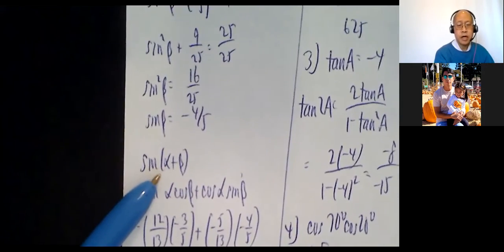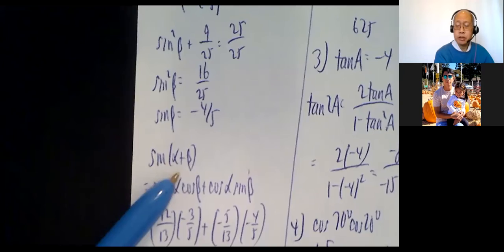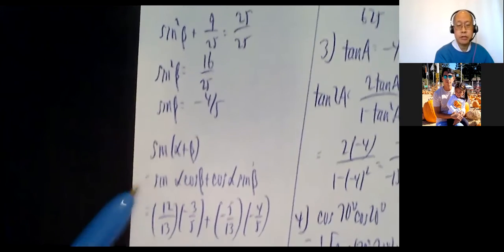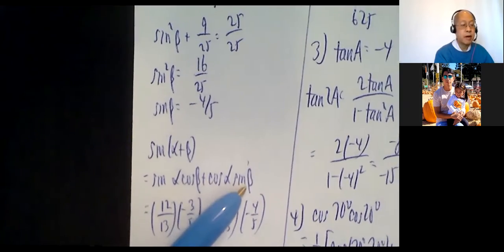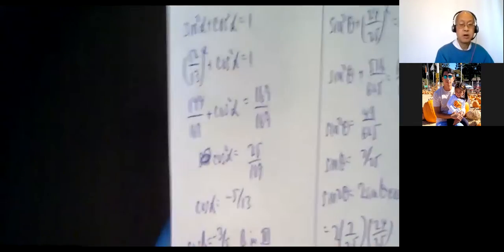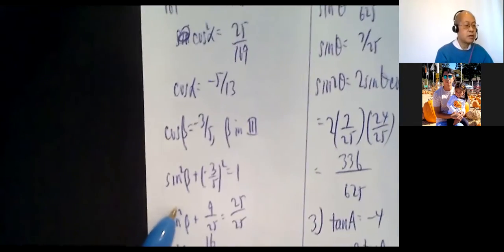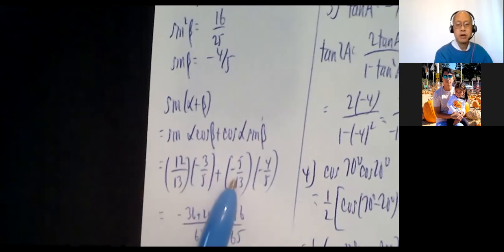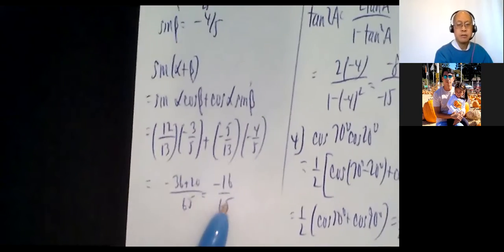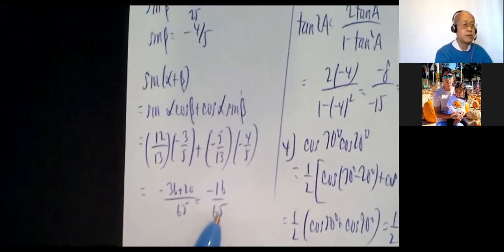Then I use the formula, sine of alpha plus beta. Put these on your formula sheets if you haven't already done so. Sine alpha cosine beta plus cosine alpha sine beta. So I just pick them off here. There's sine alpha, cosine beta, sine beta. Just plug them all in. So sine alpha, cosine beta, cosine alpha, sine beta, negative 16/65.